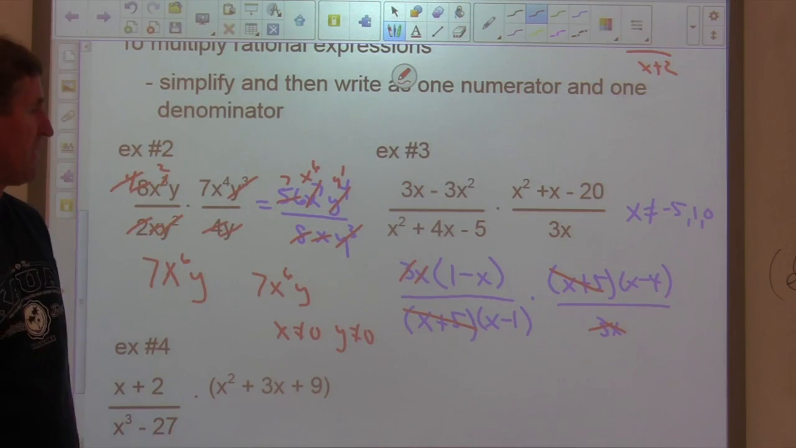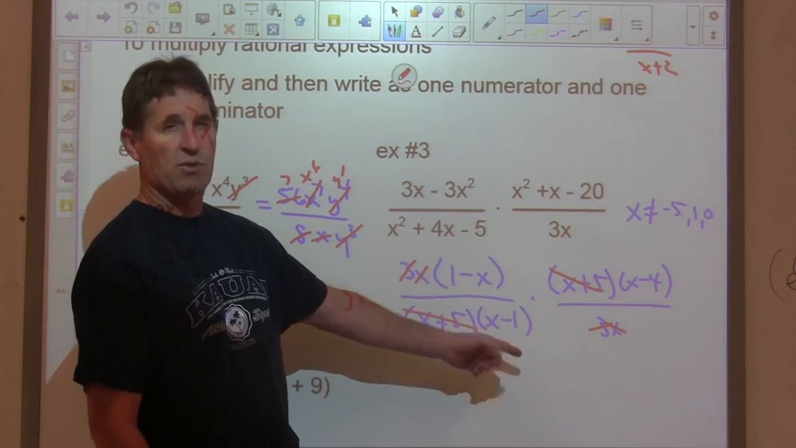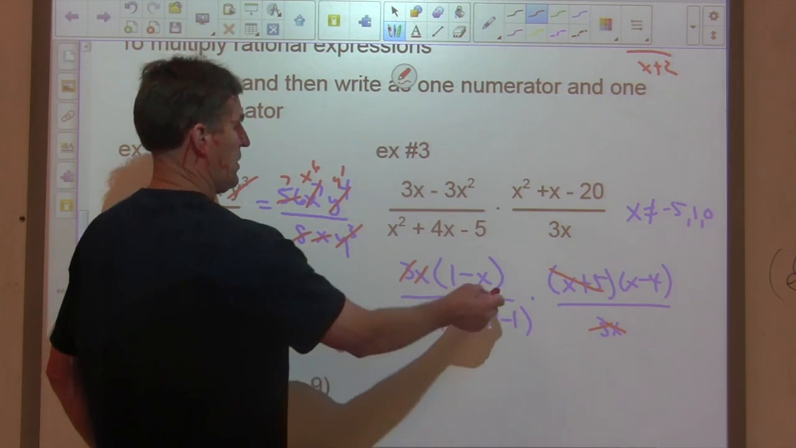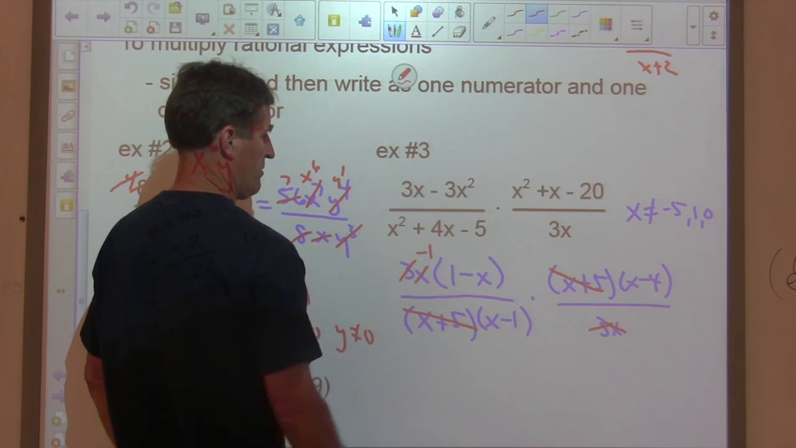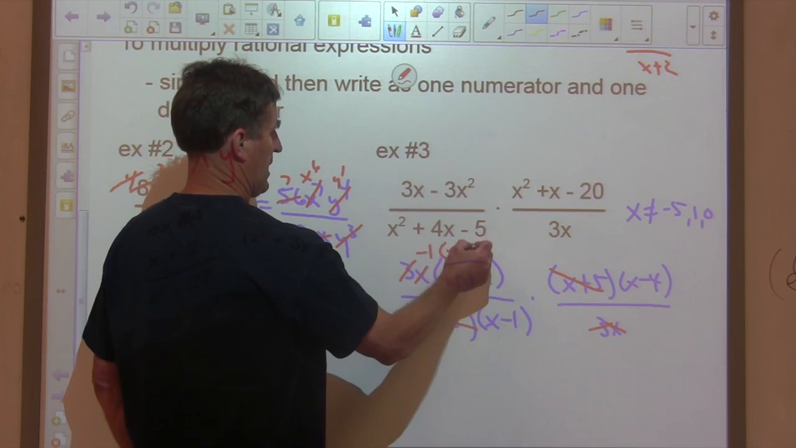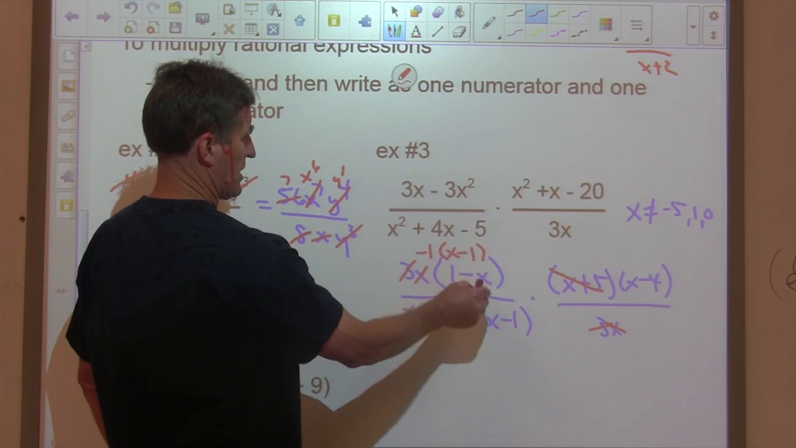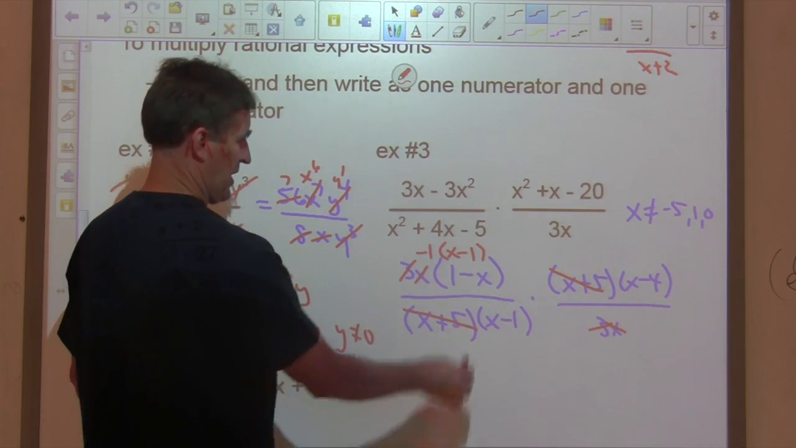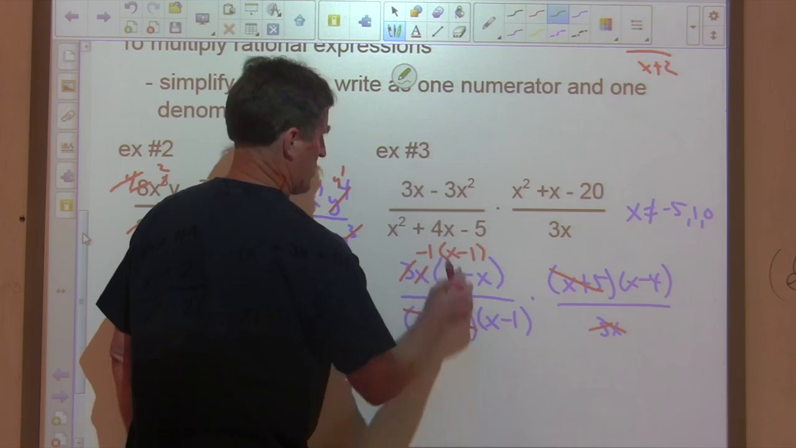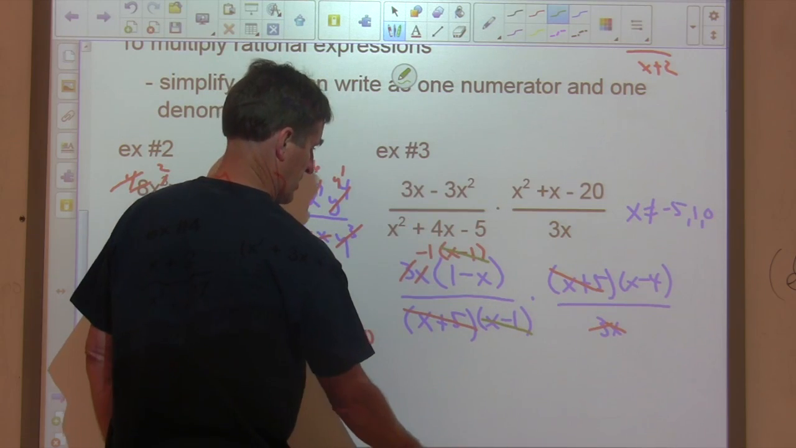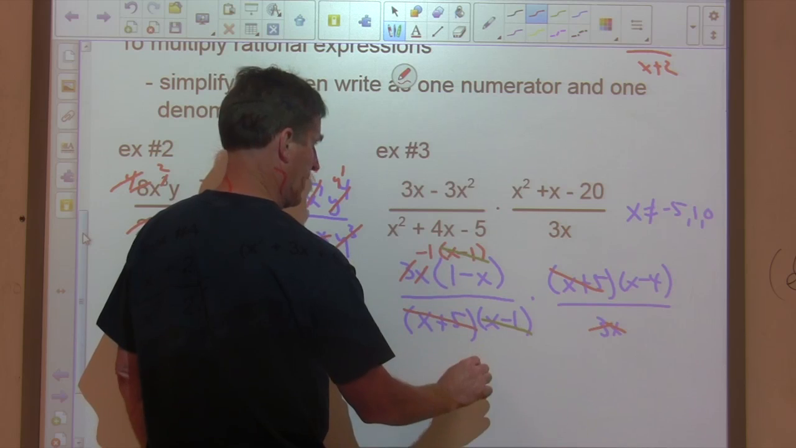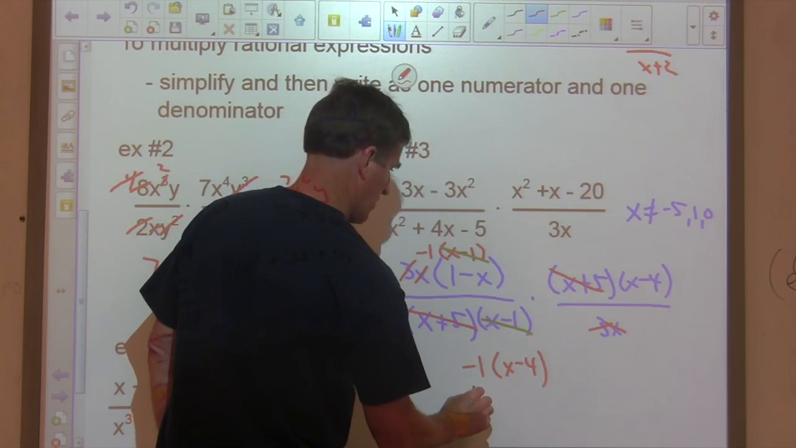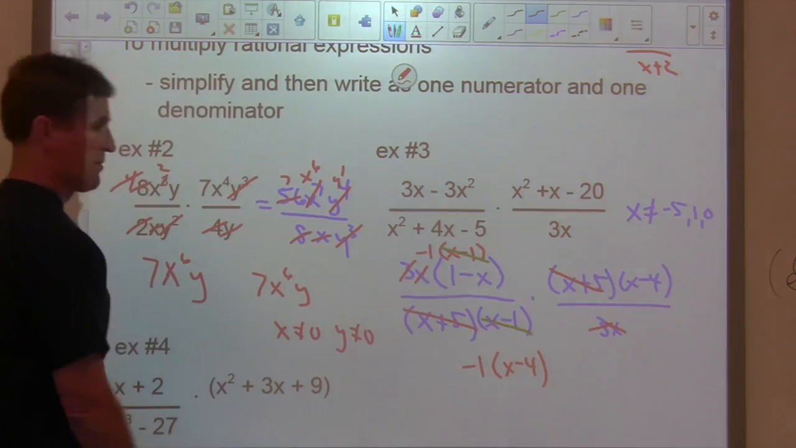Now here's where you have to be careful. We have 1 minus x and x minus 1. Those are not the same, so you can't cancel them. But they are opposites. So what I can do is pull out a negative 1 and flip that around and make it x minus 1, because negative 1 times x is negative x, and negative 1 times 1 is a positive 1. So that's the same, it's just written differently. And now those are the same, so I can cancel the x minus 1s. On top, I'm left with negative 1 times x minus 4, and everything canceled on the bottom, so that would be my answer.